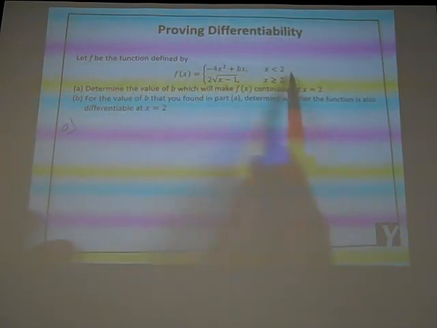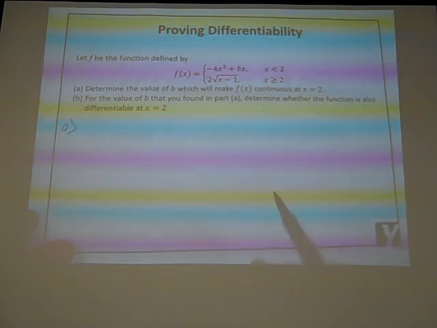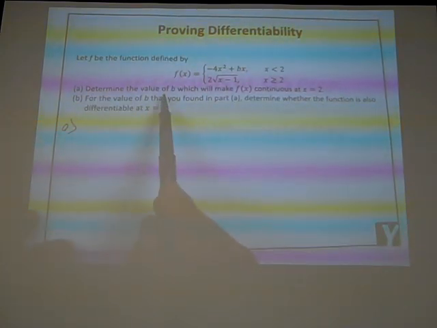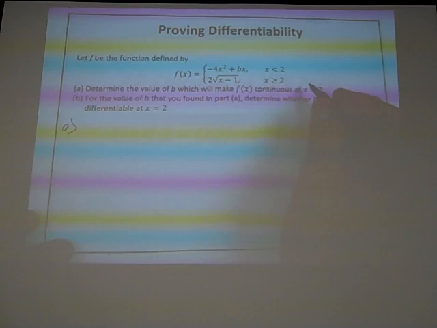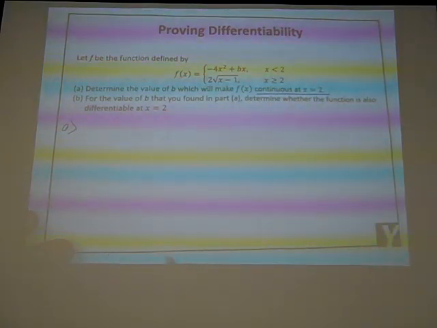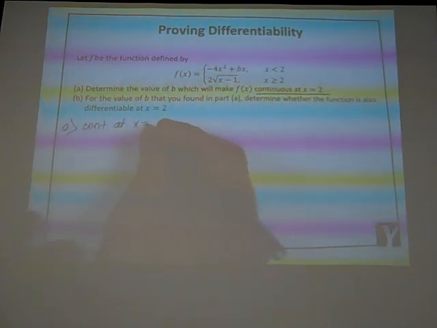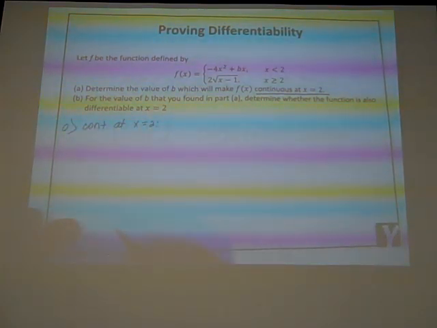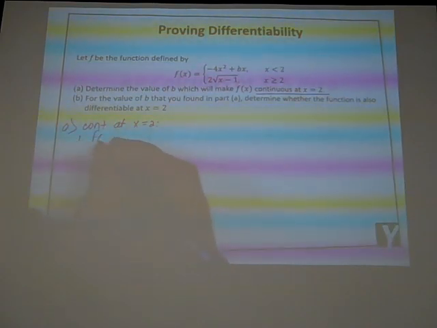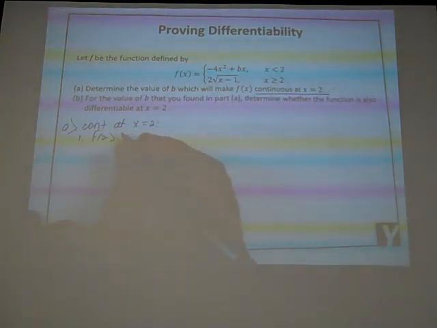So, part A, we have this function, again a piecewise function, love those piecewise functions. I want to determine the value of b, which will make f continuous at x equals 2. Well, what we've learned so far is that if I want to establish continuity, I have to first show that f of 2 is defined. Can I plug 2 into my function and get a real number? Sure.